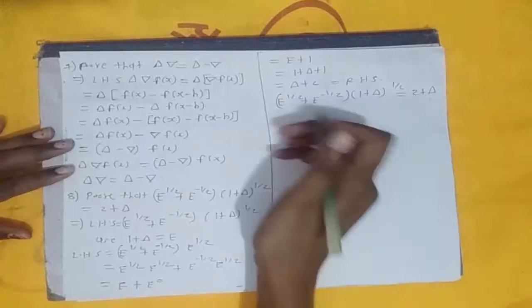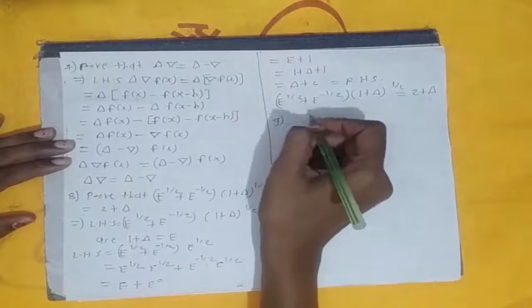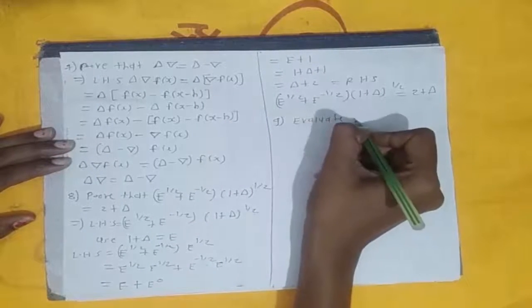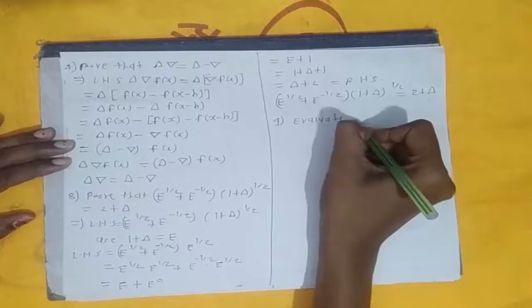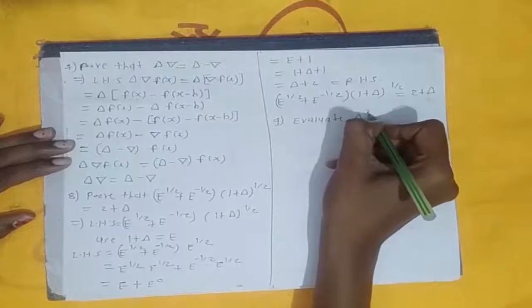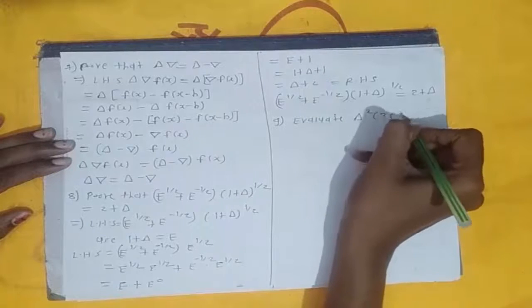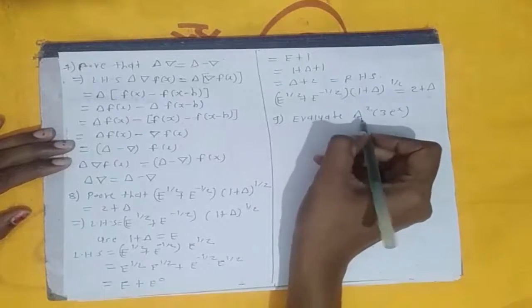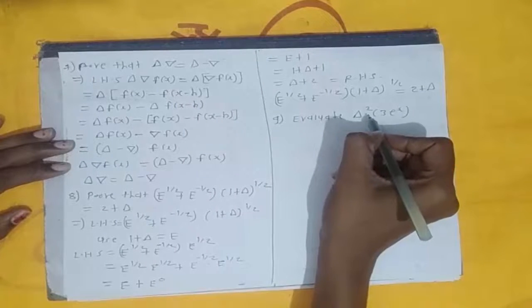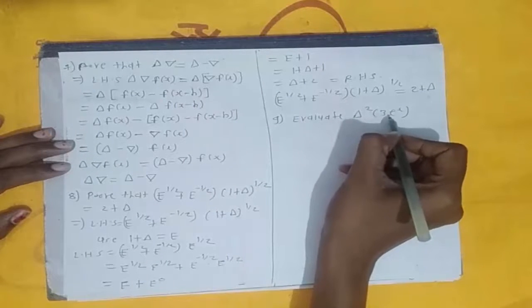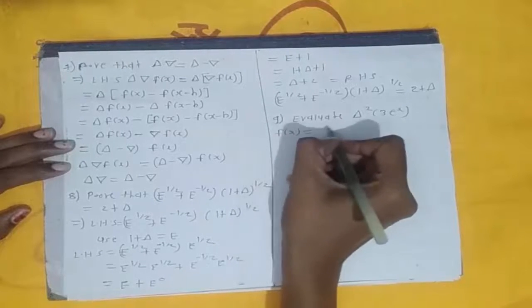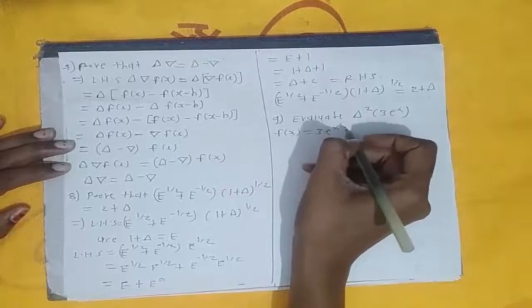Next example, evaluate delta square in bracket 3 e raised to x. We have to find the second order forward difference for the function 3 e raised to x. Here f of x will be equal to 3 e raised to x.